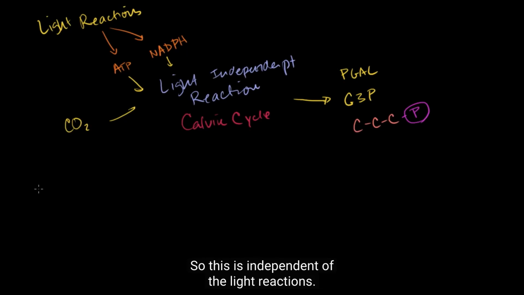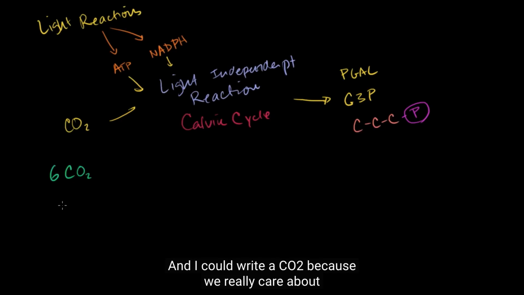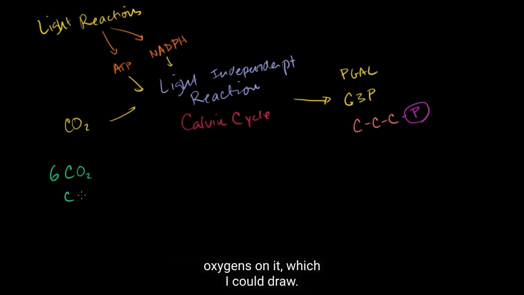So this is independent of the light reactions. And I'll show you why I'm using these numbers. I don't have to use these exact numbers. So let's say I start off with 6 CO2s. And I could write a CO2, because we really care about what's happening with the carbon. We can just write it as a single carbon. It has 2 oxygens on it, which I could draw. But I'm not going to draw them right now, because I want to really show you what happens to the carbons. Maybe I should draw this in this yellow, just to show you only the carbons.